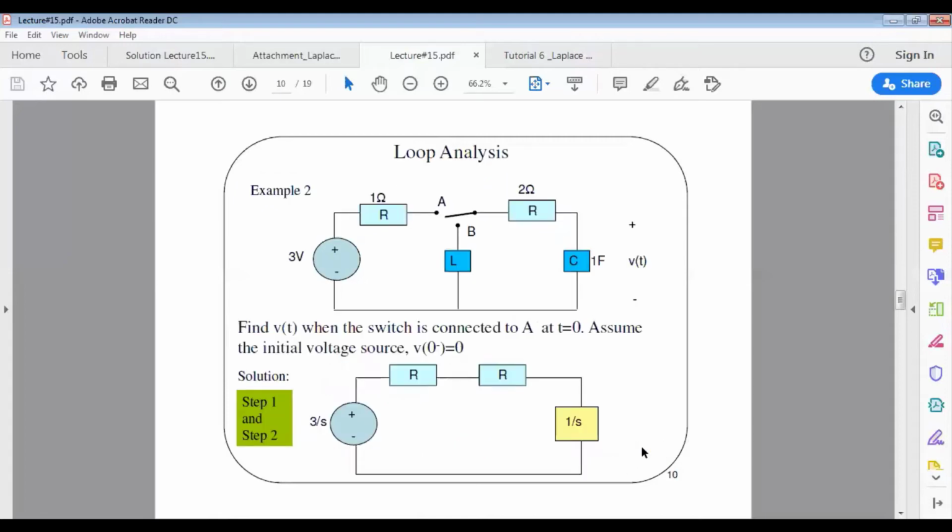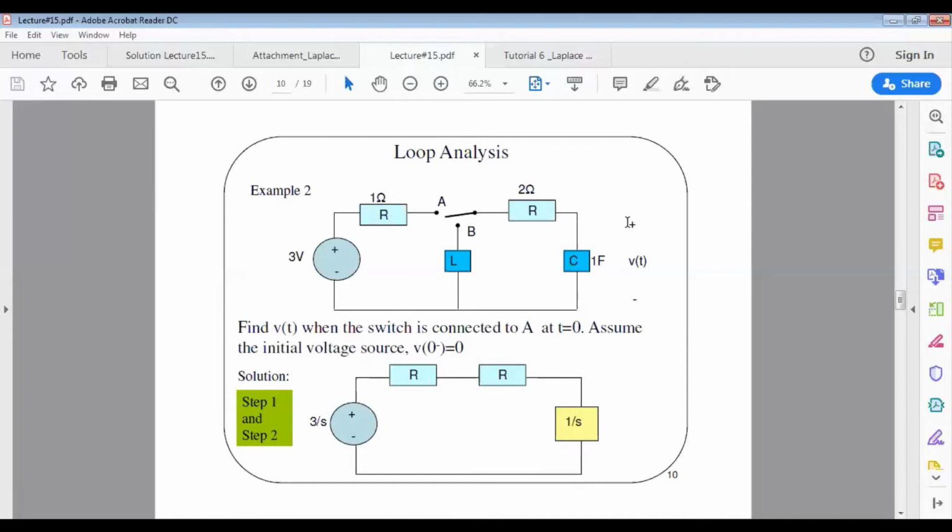Right, so let's have a look at the second example of loop analysis. For this example, again, we are given two loops. There is a 3 volt voltage source, a resistor of 1 ohm, a resistor of 2 ohm, an inductor of L, and a capacitor of 1 farad. The question states to find v(t).